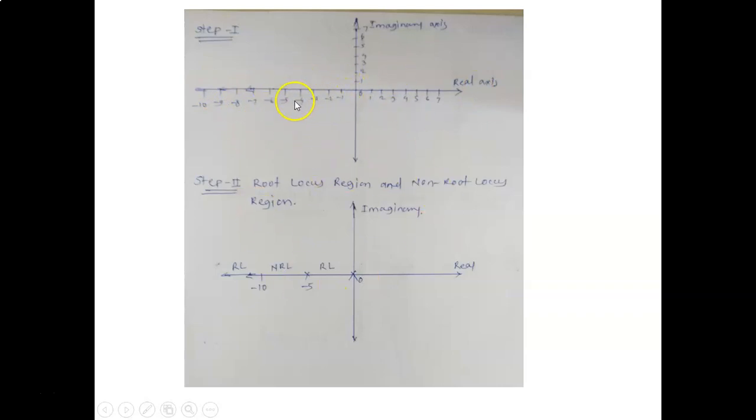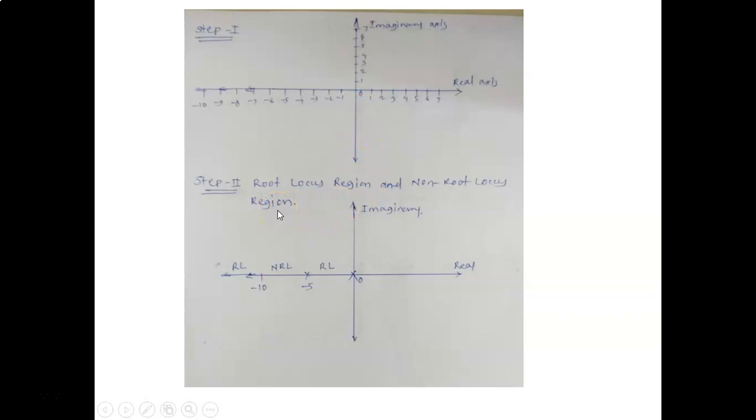0, minus 1, minus 2, up to minus 10, minus infinity. Then 0, 1, 2, 3, 4, 5, up to plus infinity. Then on the imaginary axis 0, 1, 2, 3, 4. On the imaginary axis on the downward side 0, minus 1, minus 2, minus 3.